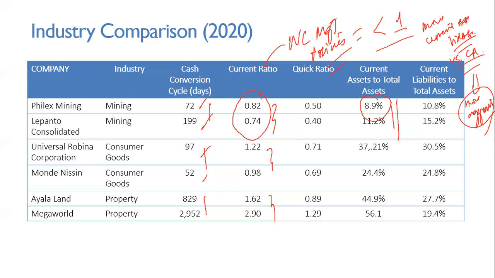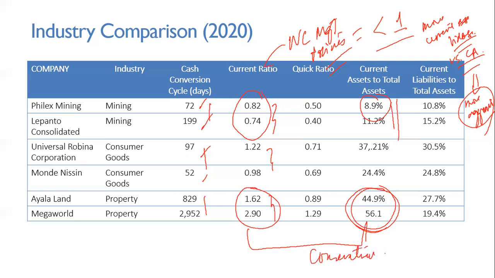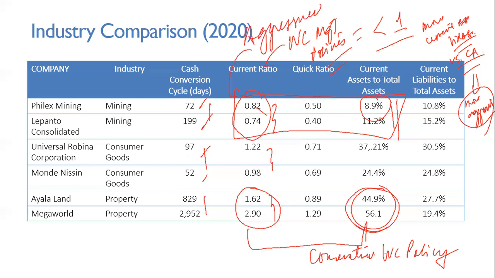Contrast that against property. The current ratio for property companies is almost always above 1, right? And so therefore, in terms of working capital policy, they are more conservative. And therefore, they should have more current assets than fixed assets, and that's the case. Malaki yung proportion ng current assets nila versus total assets, which means mas maliit yung proportion ng long-term assets versus current assets. So this reflects a conservative working capital policy. Ito naman reflects an aggressive working capital policy, yung for mining.